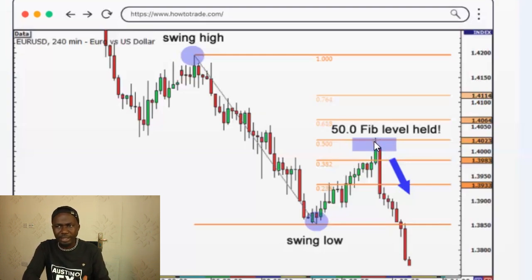So now the price has ended up forming an inverted hammer, or should I call it a bearish pin bar. So you simply wait for this candlestick to close. Once it closes, you place your sell trade, and your stop loss must be above this level, this 0.5 level. And where will be your take profit? Your take profit will be at the previous low. So this should be your take profit.